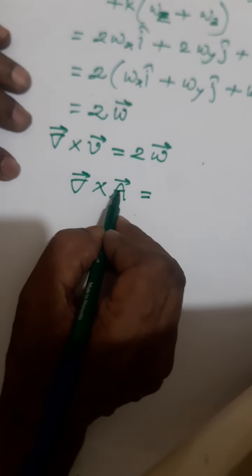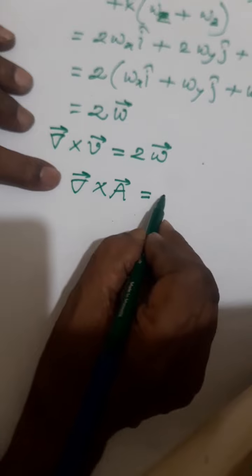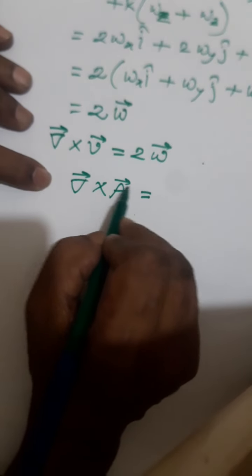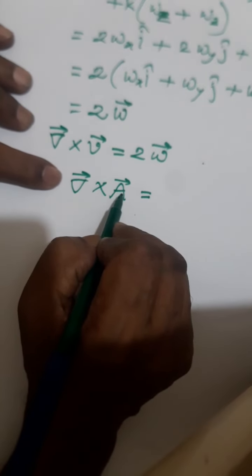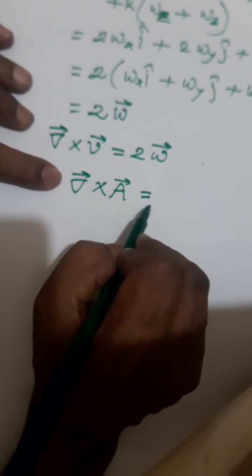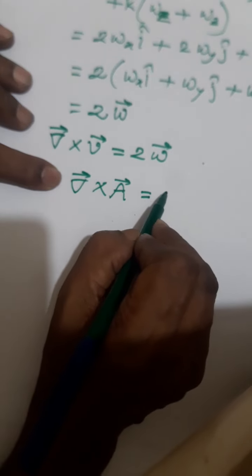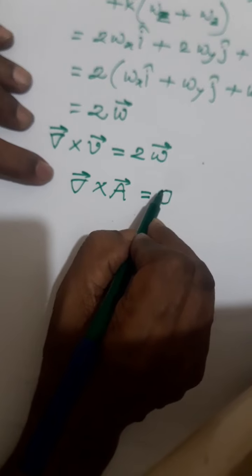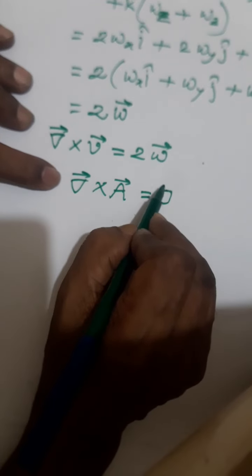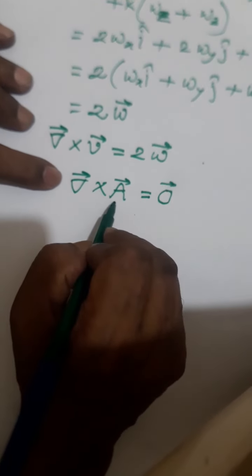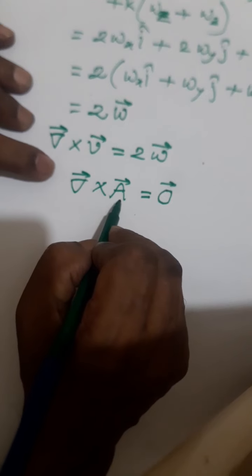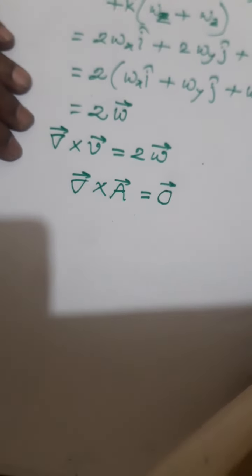If the curl of a vector is non-zero, then we may say that the vector is a rotational vector. If it is a null vector, that is 0, then the vector A will be irrotational.